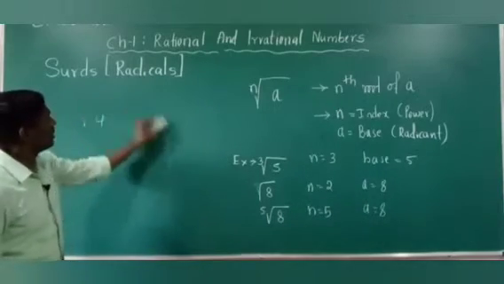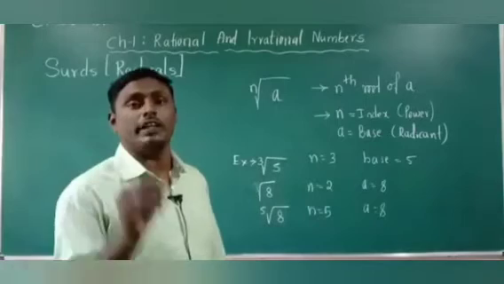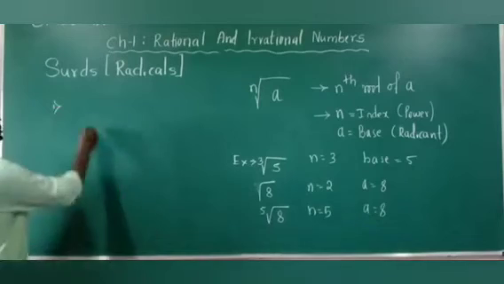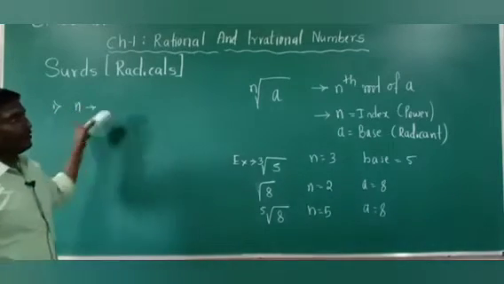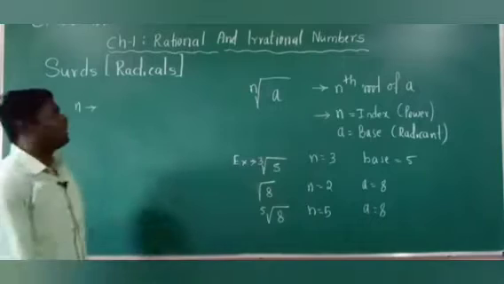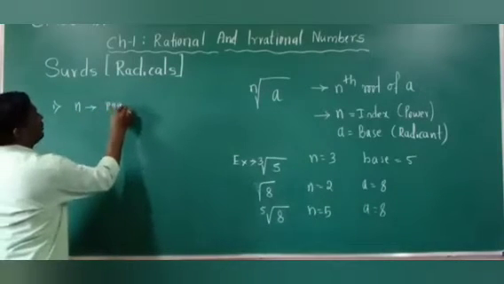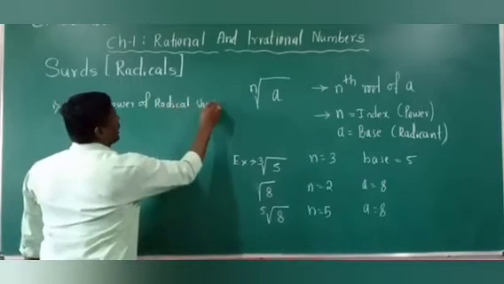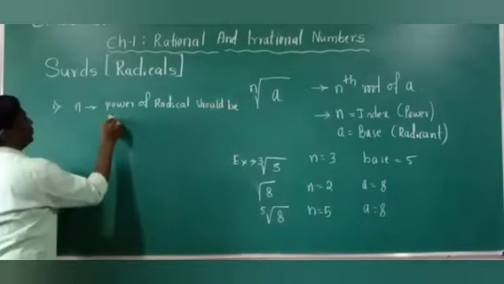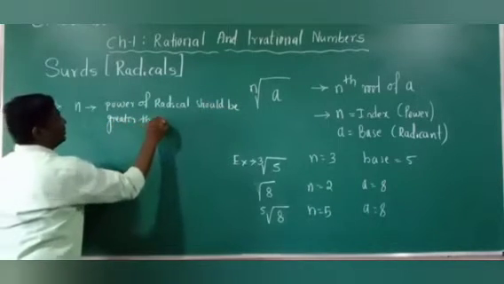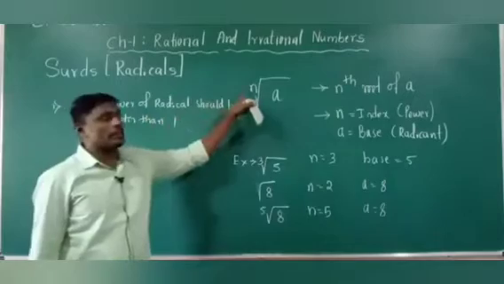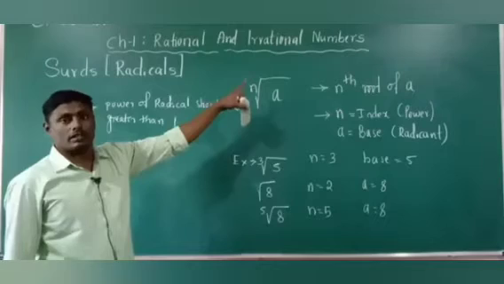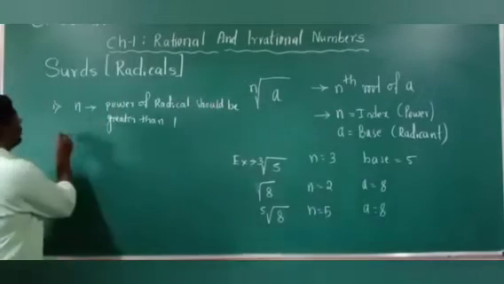So how can we identify radicals, or what conditions are there to identify radicals? The first condition is n, the power of the radical. The power of the radical should be greater than 1. Then only we consider it a radical. So this is the first condition.